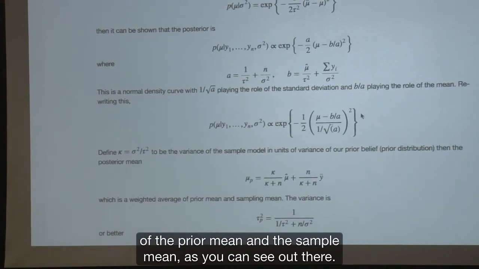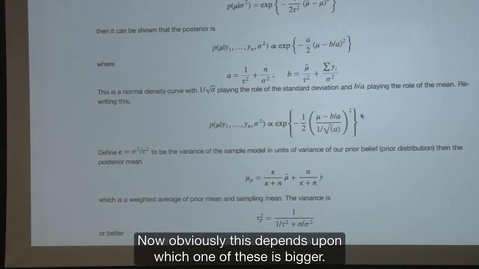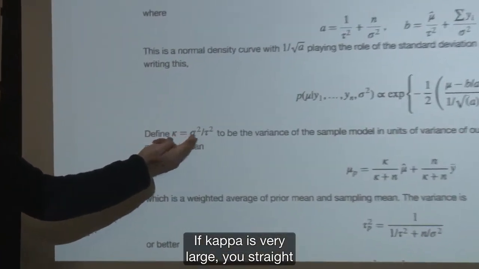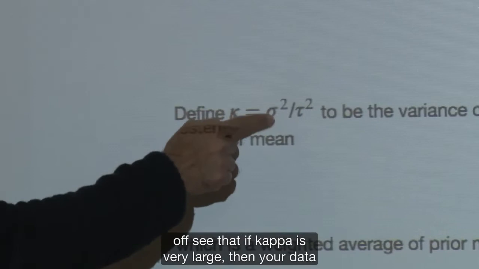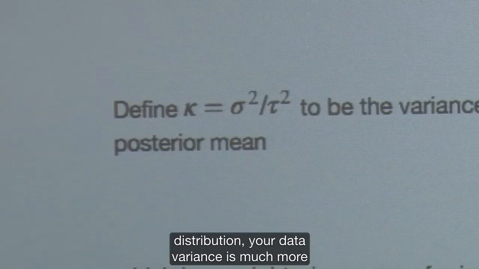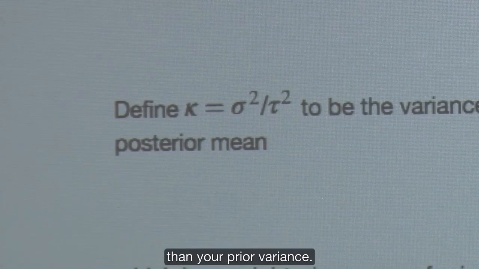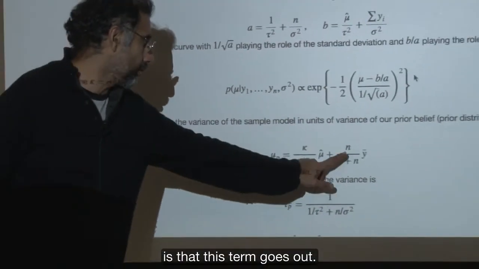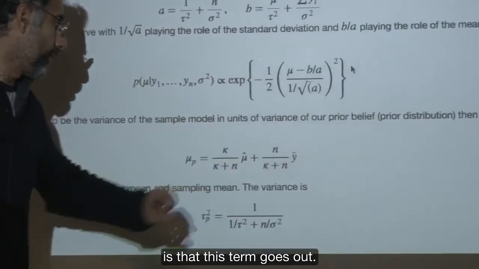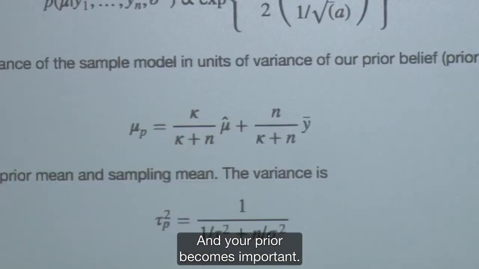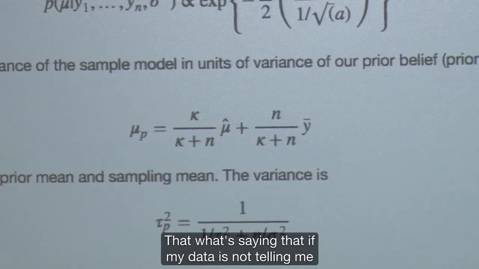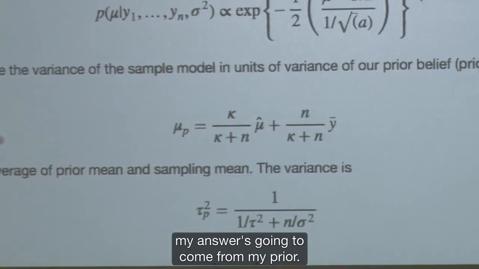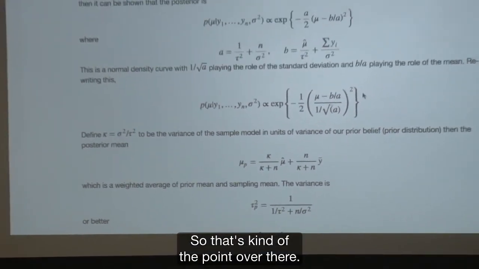Now, obviously this depends upon which one of these is bigger, right? If kappa is very large, you can straight off see that your data variance is much more than your prior variance. And for a large kappa, basically what you're doing is that this term goes out, and your prior becomes important. So that's saying that if my data is not telling me anything, it has such a large variance that it's not telling me anything, my answer is going to come from my prior. So that's kind of the point over there.